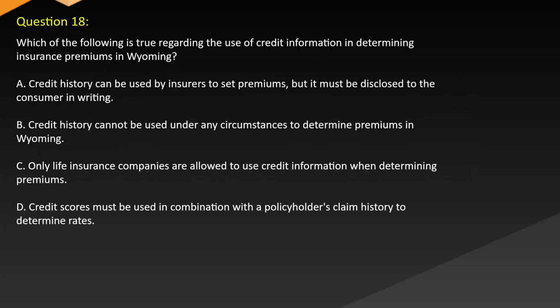Question 18. Which of the following is true regarding the use of credit information in determining insurance premiums in Wyoming? A. Credit history can be used by insurers to set premiums, but it must be disclosed to the consumer in writing. B. Credit history cannot be used under any circumstances to determine premiums in Wyoming. C. Only life insurance companies are allowed to use credit information when determining premiums. D. Credit scores must be used in combination with a policyholder's claim history to determine rates.